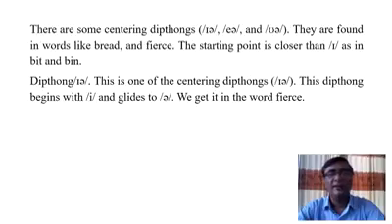So at the beginning there is a discussion about the centering diphthongs. I have already said, the linguists, the theorists say that the first vowel sound is supposed to be stronger than the second one, the following one. The preceding one is stronger than the following one. And the starting point is closer to E in case of the first one, as you see in bit and bin.